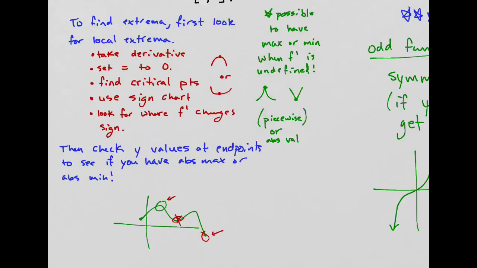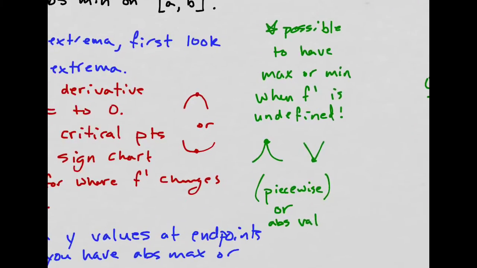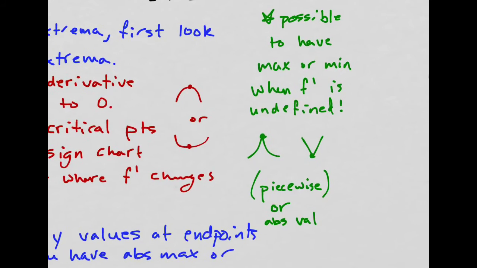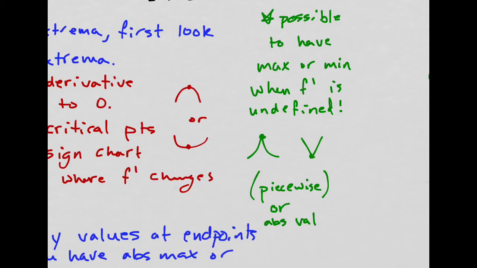One more thing though, real quick. It's possible to have a maximum or a minimum when f prime is undefined. That's like when you have piecewise functions or absolute value functions. Those are kind of easy to spot because you can see it in the definition of the function, since it's piecewise. It's important if you have a piecewise function to check the parts where the piecewise function switches from one function to another, because those places could also have a minimum or a maximum. You just have to check them.